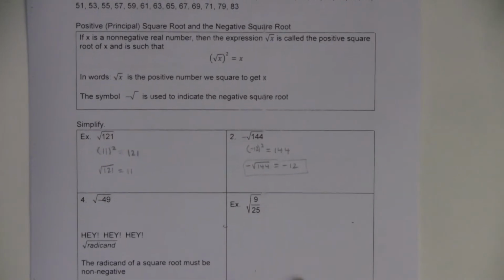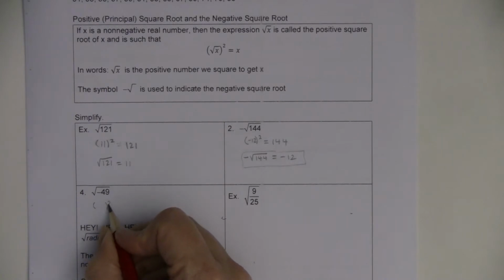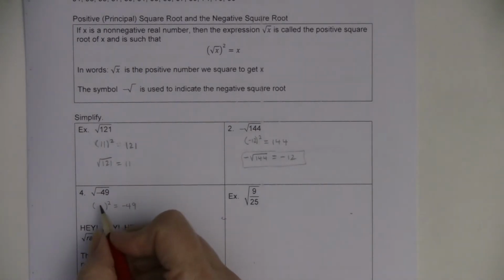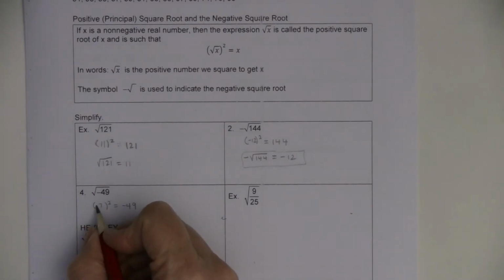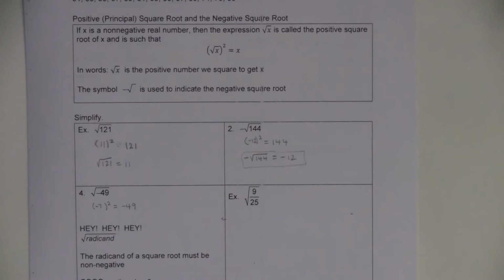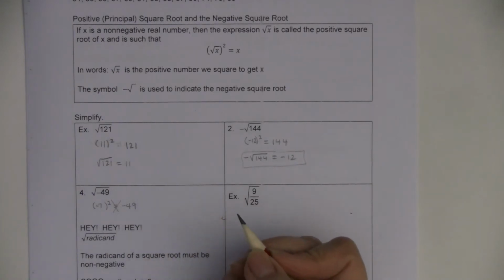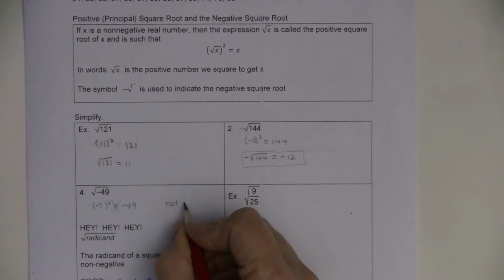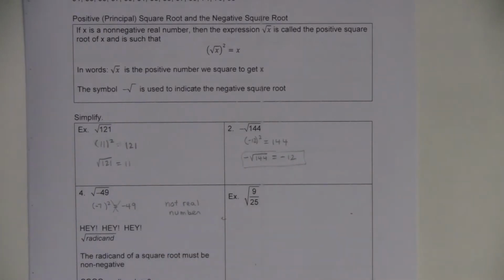So here on number 4, the same question: what, when I square it, equals negative 49? I hope you're thinking it's not 7, because when I square 7, I get positive 49. And it's not negative 7, because when I square negative 7, I get positive 49. So this cannot work. This is not real, is what they have in the back of the book. The square root of negative 49 is not a real number.